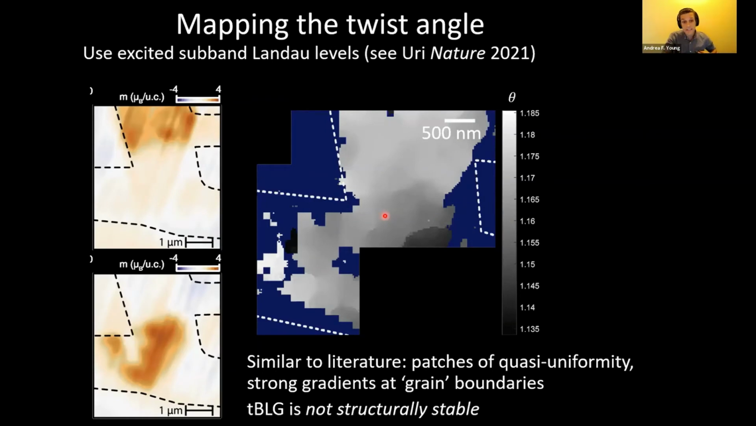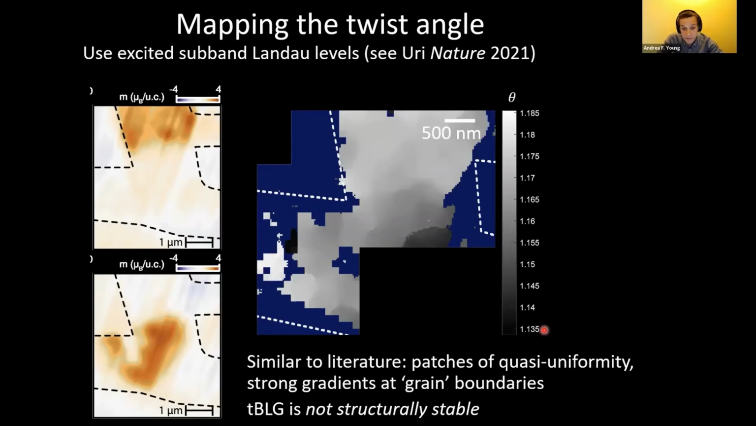And we look at this device, and it's not a spectacular device from the point of view of twist angle uniformity. So what's plotted here is twist angle in this region where we could get signal, comparing it to, say, here's the device geometry and the magnetization measurements I showed you before. And there are patches of quasi-uniformity, but it's not really that uniform, and there's certainly some strong gradients. And this comes back to the fact that twisted bilayer graphene is not a structurally stable configuration of two graphene layers.